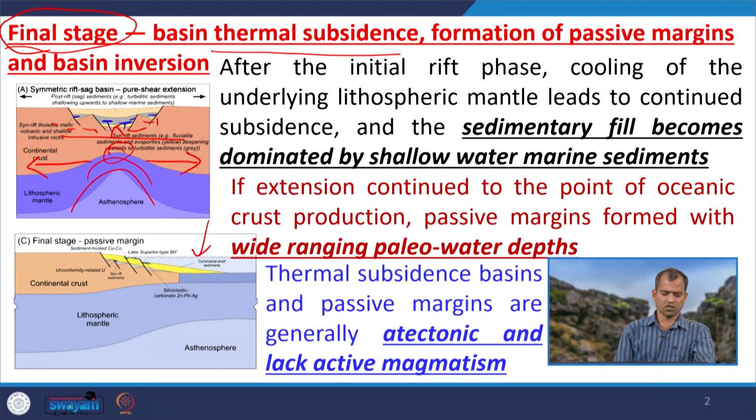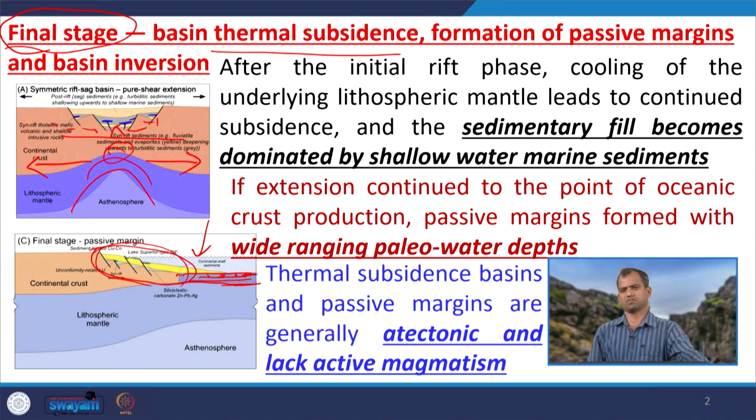So that means we have a basaltic carpet, that is pillow basalt, and this ophiolite sequence that we have discussed earlier. On this basaltic sequence, once you are coming to the continental side, this is called the passive margin. So now at the final stage we have a thermally subsided basin and a passive margin, which are responsible for mineralization.